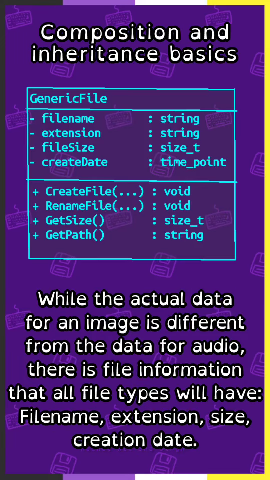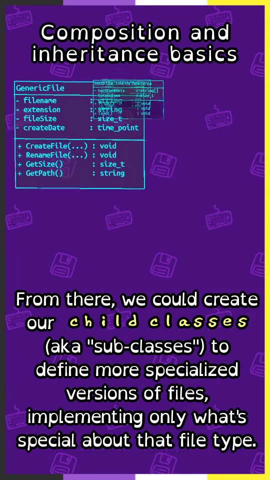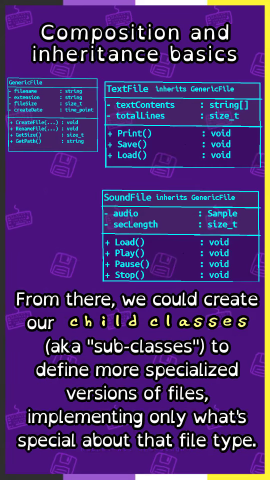While the actual data for an image is different from the data for audio, there is file information that all file types will have: file name, extension, size, creation date. Any of the shared data we could store in a parent class, aka a base class, storing the variables and functionality for those common items in one place. From there, we could create our child classes, also known as subclasses, to define more specialized versions of files, implementing only what's special about that file type.